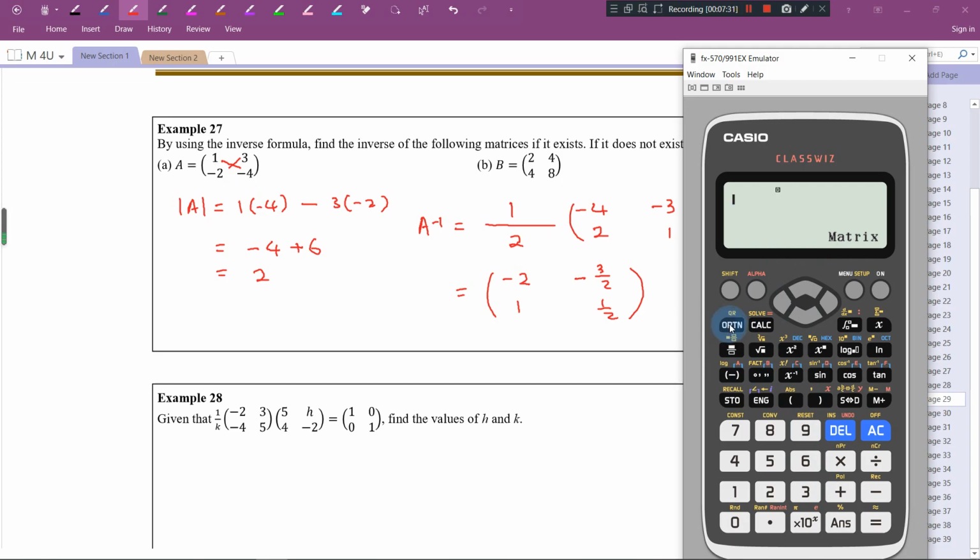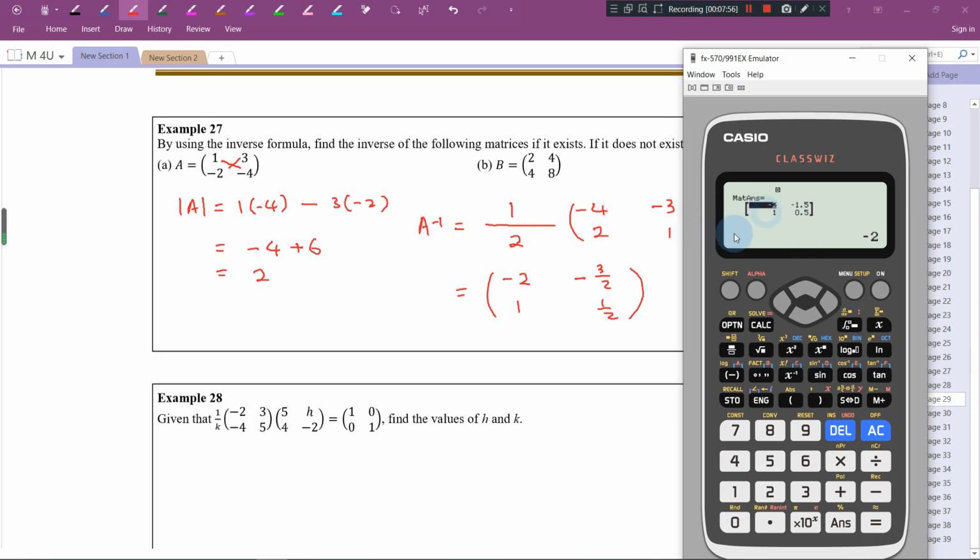Okay, then press Option again. We want to call out the matrix A that we just keyed in. Now we are looking for the inverse matrix, right? Press this, negative 1. You will see X raised to the power of negative 1. Press the button, press equal. Okay, this is the inverse matrix of matrix A.